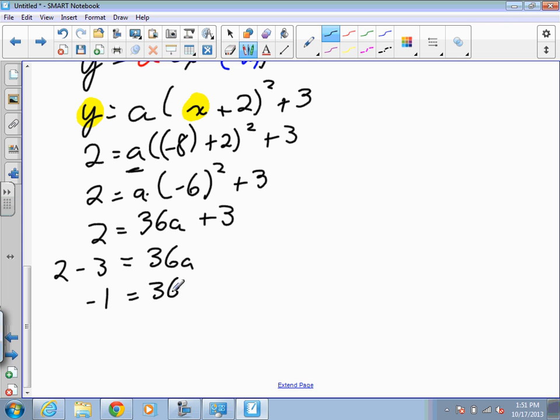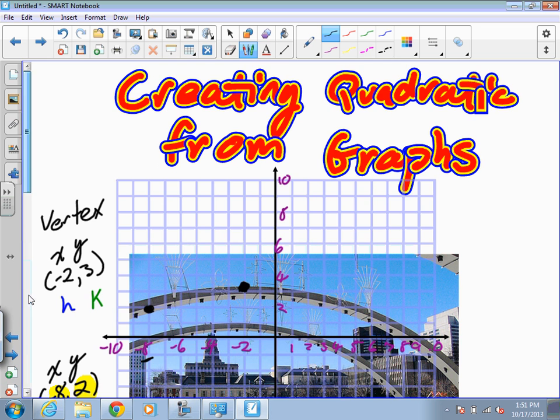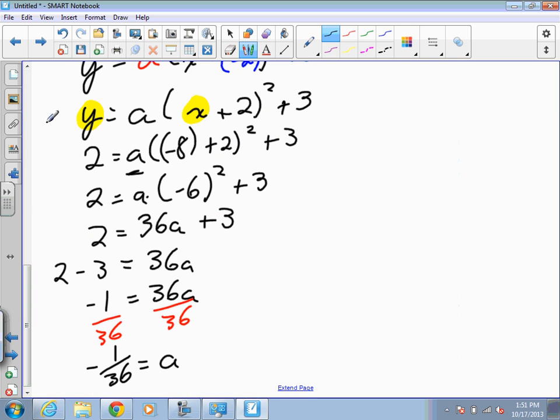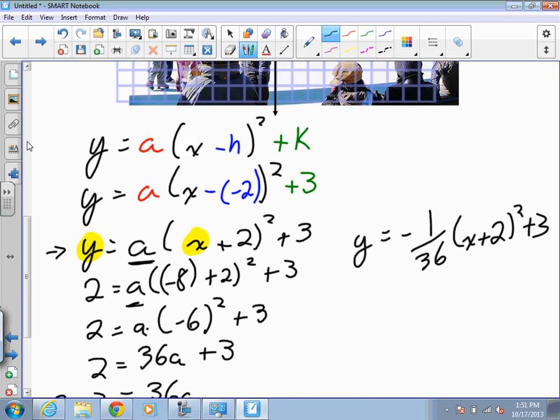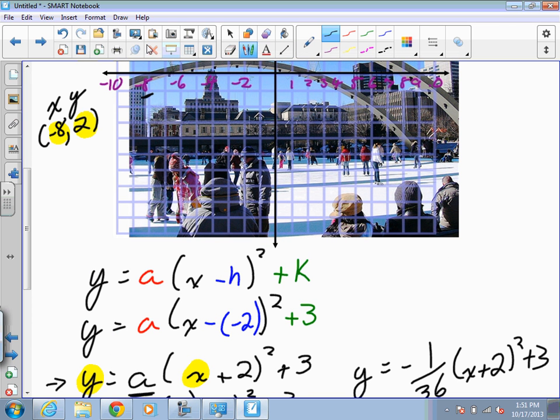And how do we isolate a? All right, we divide both sides by 36. And we'll leave it as a fraction. What is our a value? Negative 1 over 36. So the equation, remember this was our equation here minus the a, is y is equal to negative 1 over 36 times (x plus 2) squared plus 3, which actually makes a lot of sense because our parabola, let's zoom out just a little, maybe a little more.